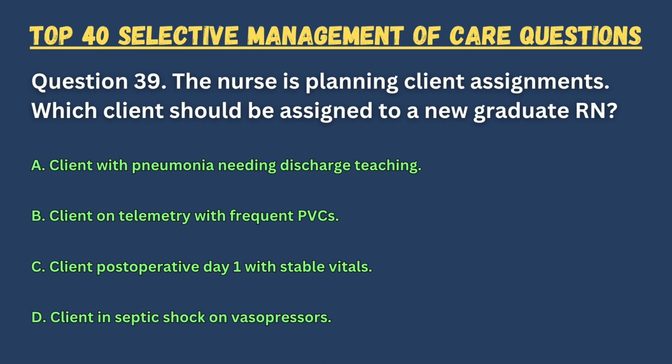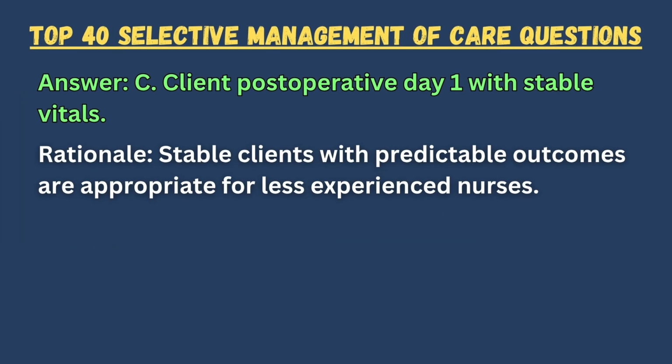Question 39. The nurse is planning client assignments. Which client should be assigned to a new graduate RN? A. Client with pneumonia needing discharge teaching. B. Client on telemetry with frequent PVCs. C. Client postoperative day 1 with stable vitals. D. Client in septic shock on vasopressors. Answer. C. Client postoperative day 1 with stable vitals. Rationale. Stable clients with predictable outcomes are appropriate for less experienced nurses.